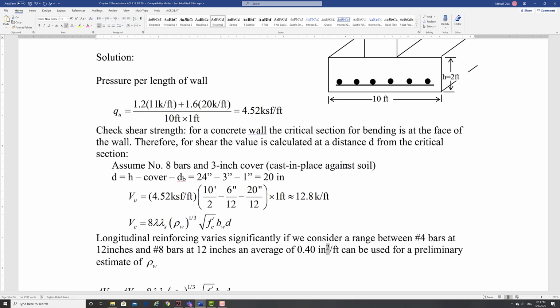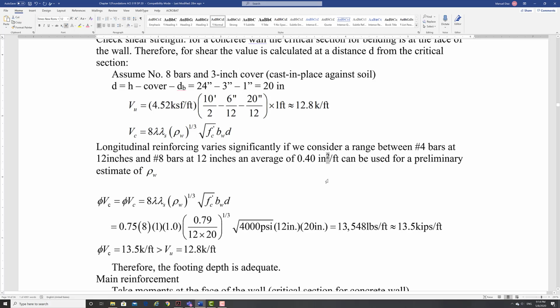I mean, you can have from number 4 to number 8. So I was thinking, well, you can use 0.40 inches squared per foot as an average, between 0.20 and 0.79. But I would say most footings, you're looking at the high end. So I will go with the number 8 at 12. Otherwise, if you do the other one, it's going to be very conservative, and this will not pass. And you're going to be increasing the depth of the footing when you don't need that. So let's assume more on the high end.